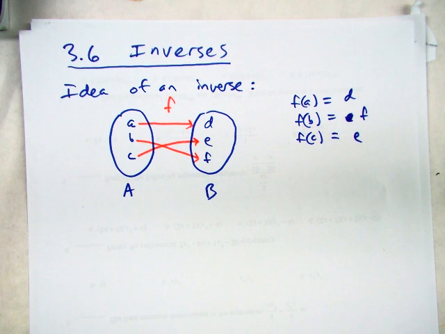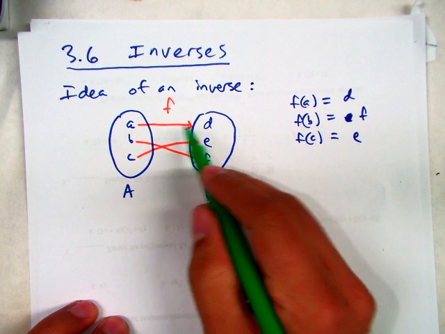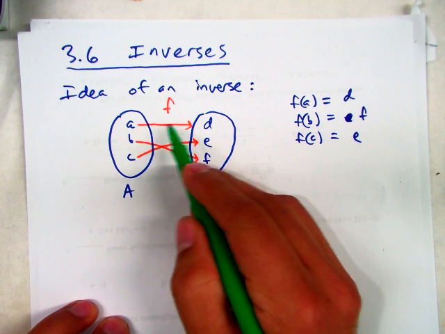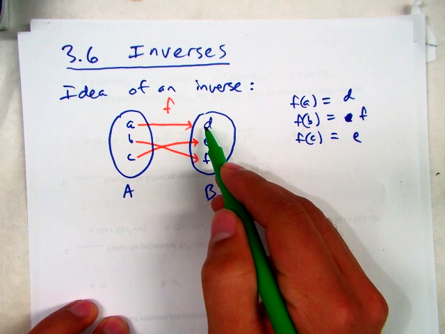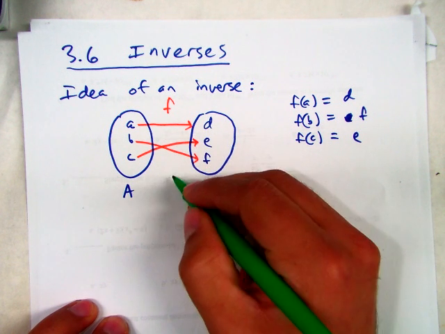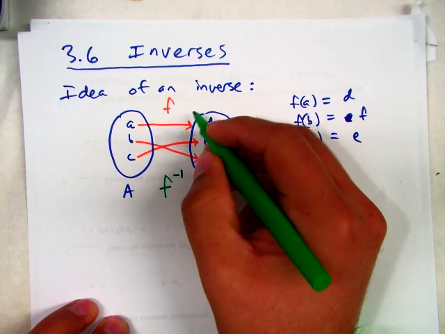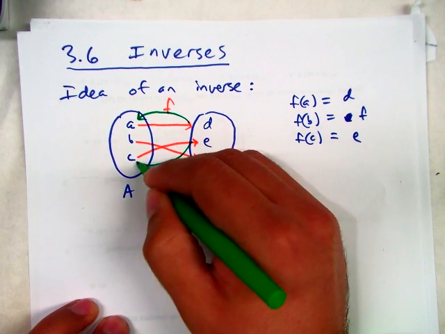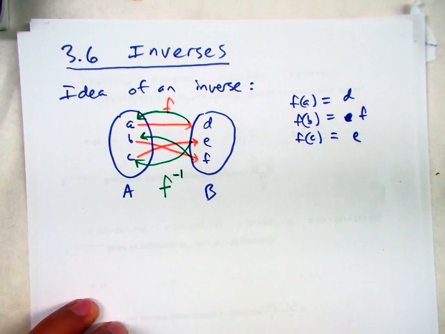Now, the inverse does the exact opposite. So it's basically going to undo whatever F did. So for instance, if the function rule is to multiply, add, and subtract some stuff to get D, then the inverse is going to unravel and undo all of that. And here's the notation we use. And now it's going to take D back to A, E back to C, and F back to B. So that's what the inverse does.